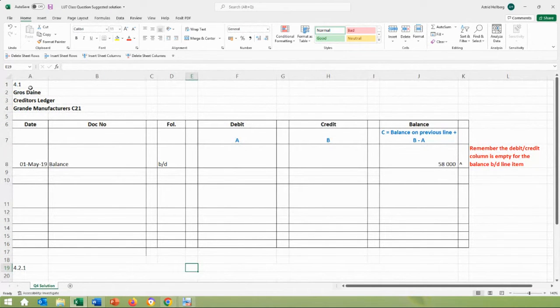Okay, so on the spreadsheet, I've got Grant, that is our business, creditors ledger, and I've got who the creditor is. The creditor is Grant Manufacturers, and their number is C21. So from the information, the opening balance, I go fill in on the 1st of May. The balance brought down is 58,000. Now, very important to remember, this debit and credit column should be empty. There should be no information in there if you insert an opening balance. Okay, so this is the first thing that you fill in, and you would have received half a mark for just completing that information.